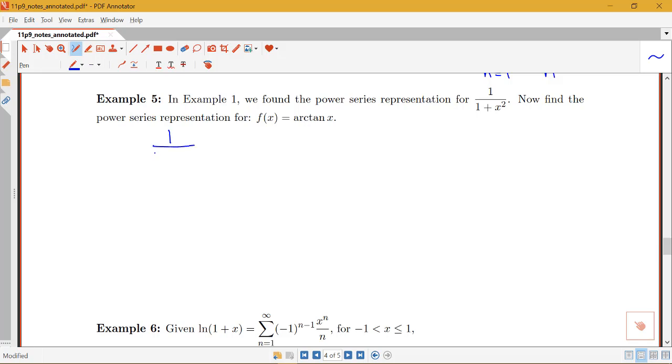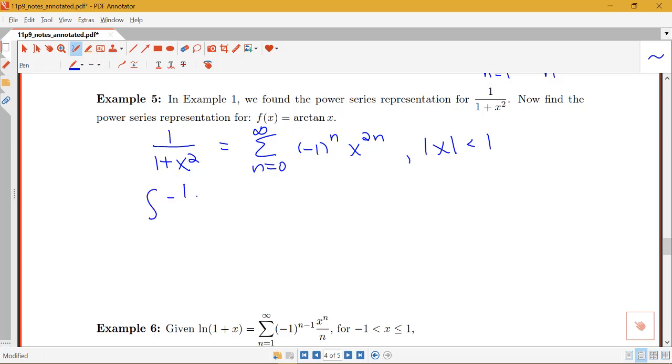And we found that 1 over 1 plus x squared equals the sum from n equals 0 to infinity of negative 1 to the n, x to the 2n, where the absolute value of x is less than 1. Okay. And now we're being asked to use integration to find the power series representation for arctangent.